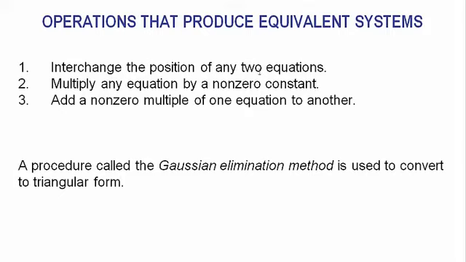We can interchange the position of any two equations. So we can take the first equation and the third equation and swap places, and you kind of go, well, no duh, it's still the same set of three equations, just in a different order. Okay, we can multiply any equation by a non-zero constant. Again, that's kind of a no duh, because if we have some stuff equals something, and we multiply through by 2, it's all still equivalent. Still the same equation. We can also add a non-zero multiple of one equation to another.